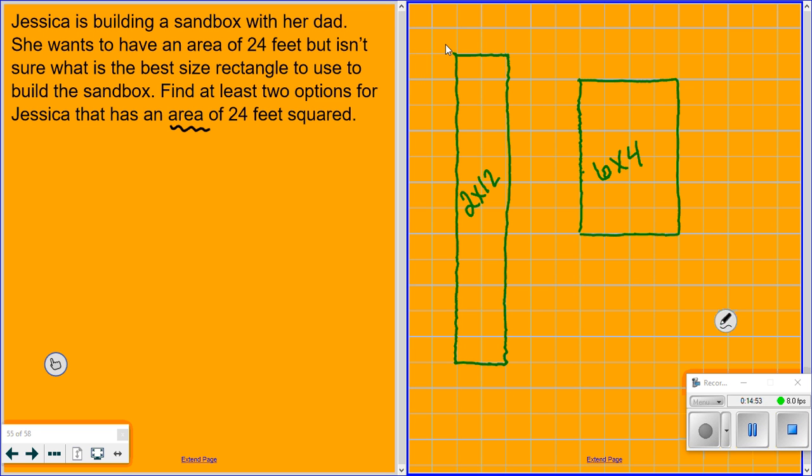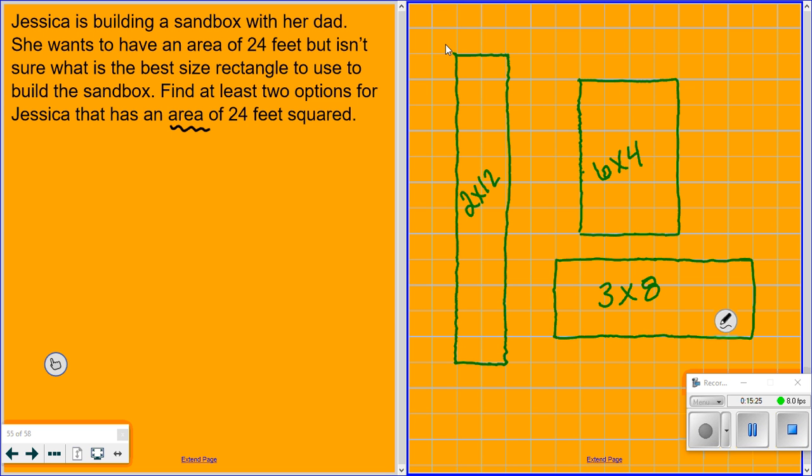Logan? 3 by 8. A 3 by 8. Can't even put one. No, we don't have room for just one of the shapes. So I have room for two. All right, so we've got quite a few options.